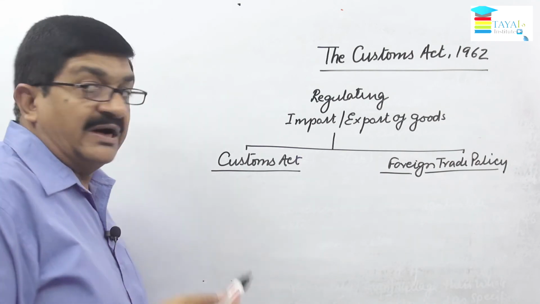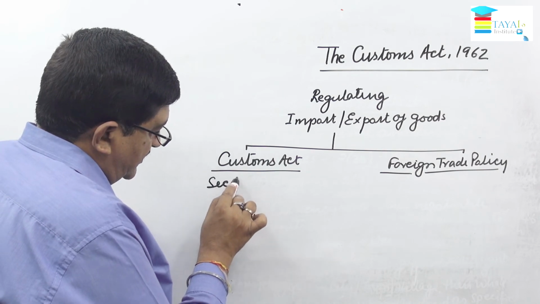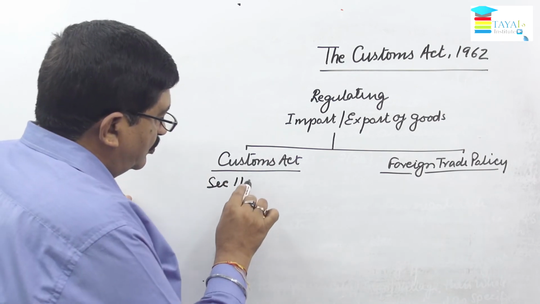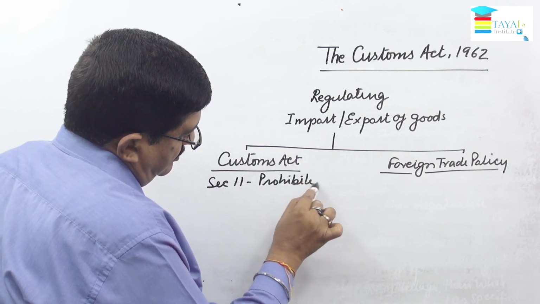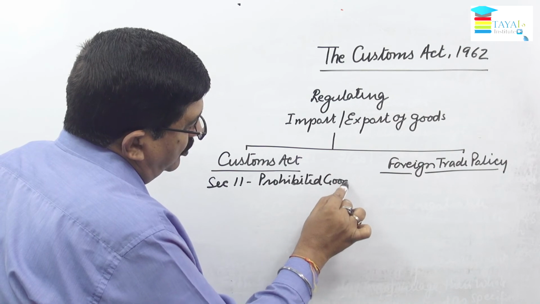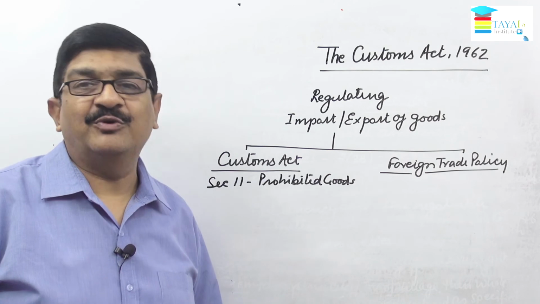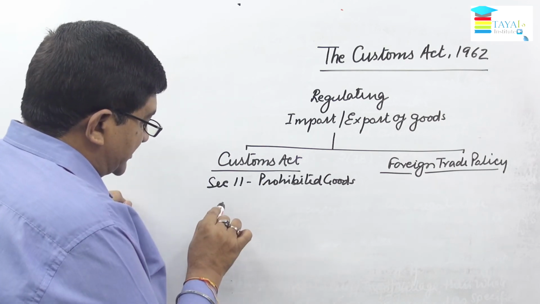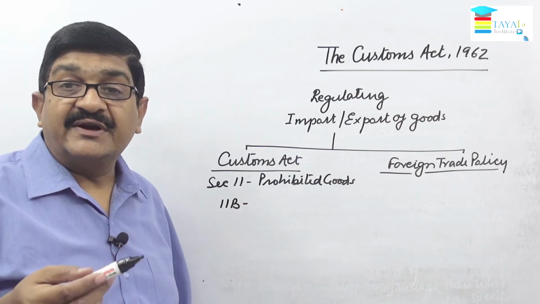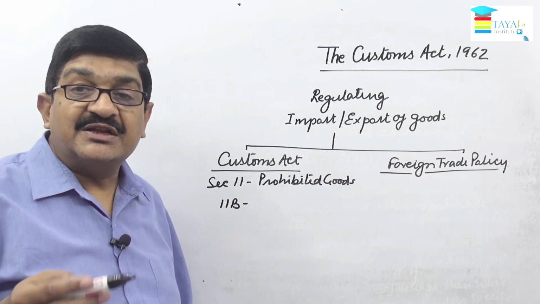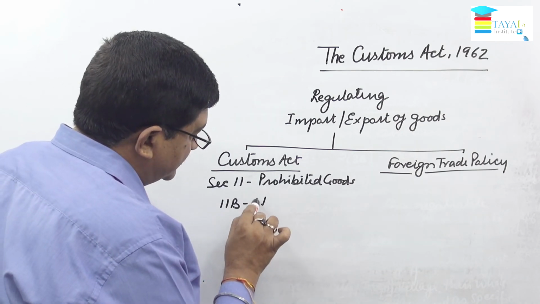Okay, under the Customs Act, Section 11 authorizes the government to prohibit import or export or both of any article, either conditionally or unconditionally. Those are referred to as prohibited goods. Under Section 11B, the central government has a right to notify certain goods and to identify and control the circulation thereof within the country. Those are referred to as notified goods.